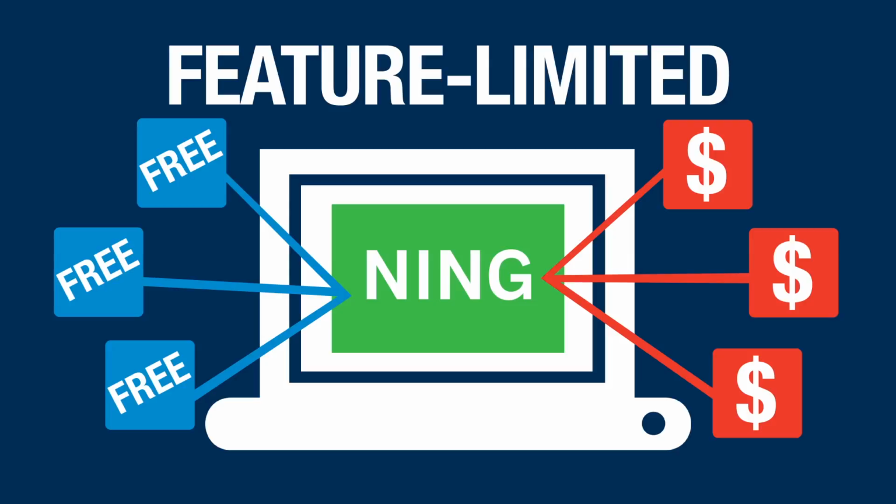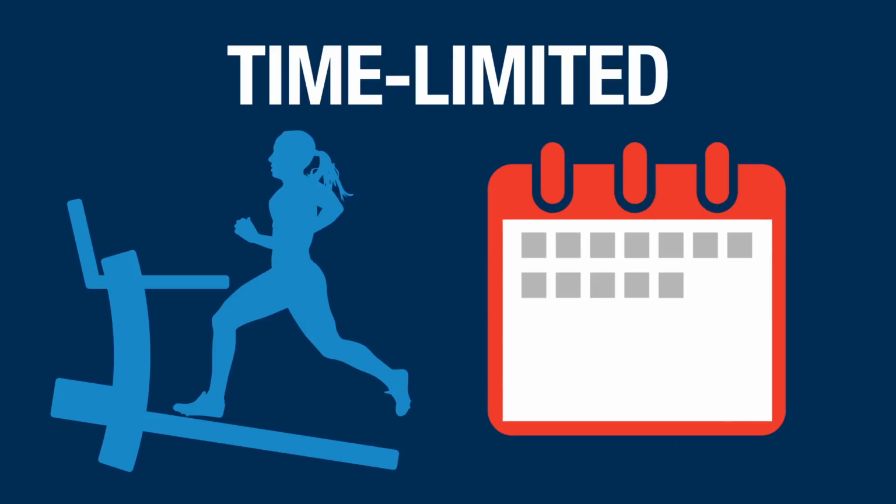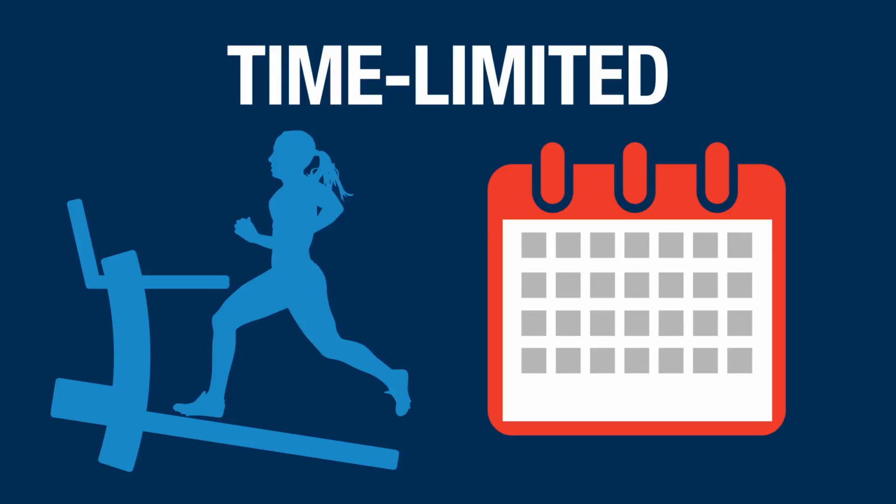The second one, which is the easiest to implement, is time limited. This is your classic free sample or demo example, where you can try the product for 30 days for free, and at the end of 30 days, it expires and you have to pay.